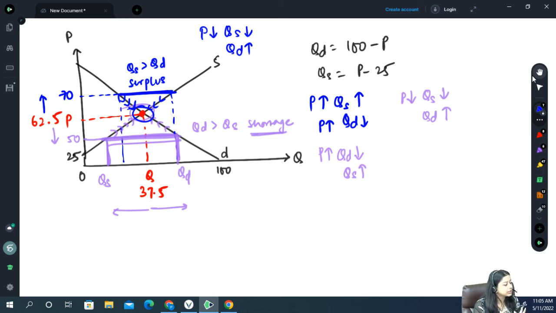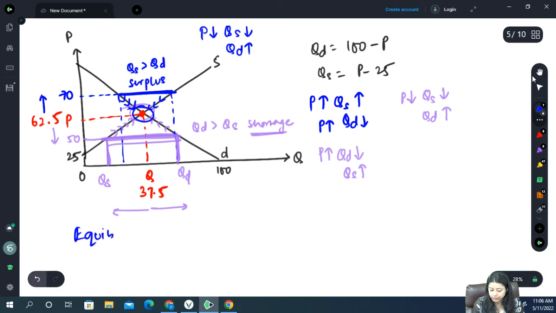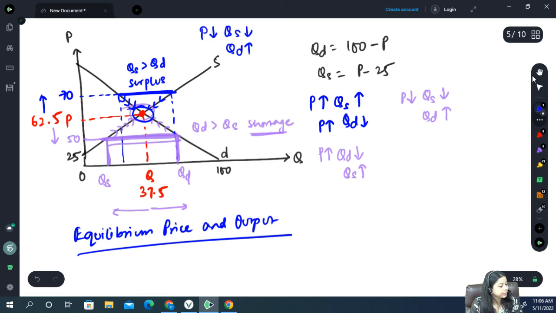Is this clear to everyone? How do we reach the equilibrium position? This entire thing is known as equilibrium price and output. Clear?